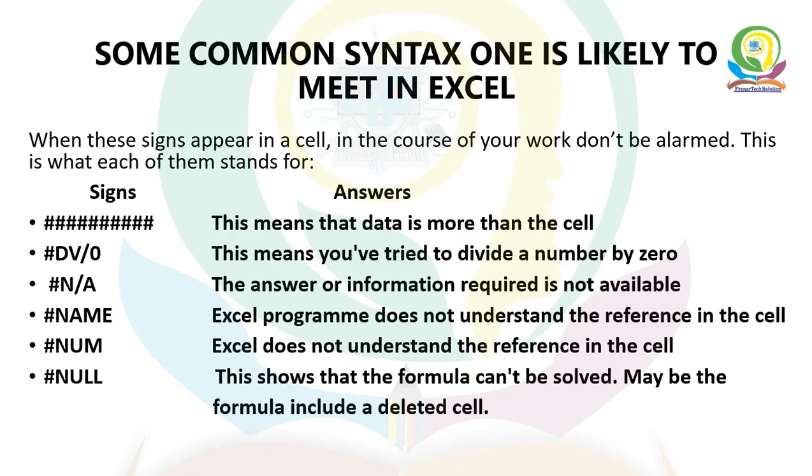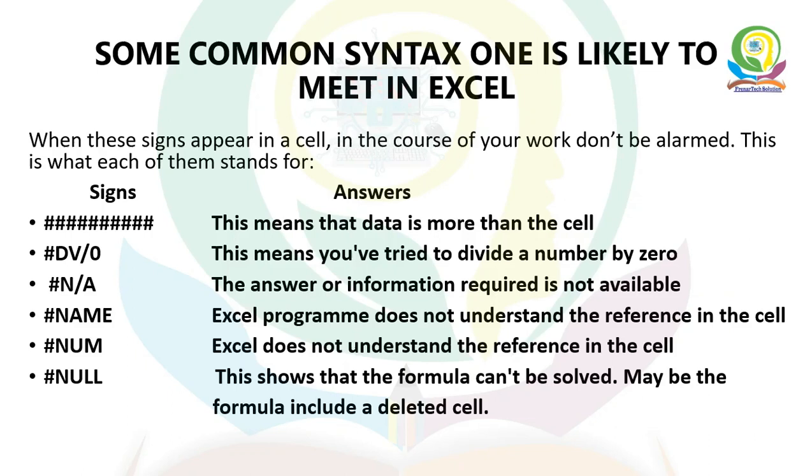Then we also have the next one, which is the #NAME? sign. Meaning here it says that the Excel program does not understand the reference in the cell. So if you put in any strange thing that is not part of the formulas and you put it over there, the machine will bring this sign, and that is the meaning of it. So Excel does not understand the reference in the cell, so you take note of that.